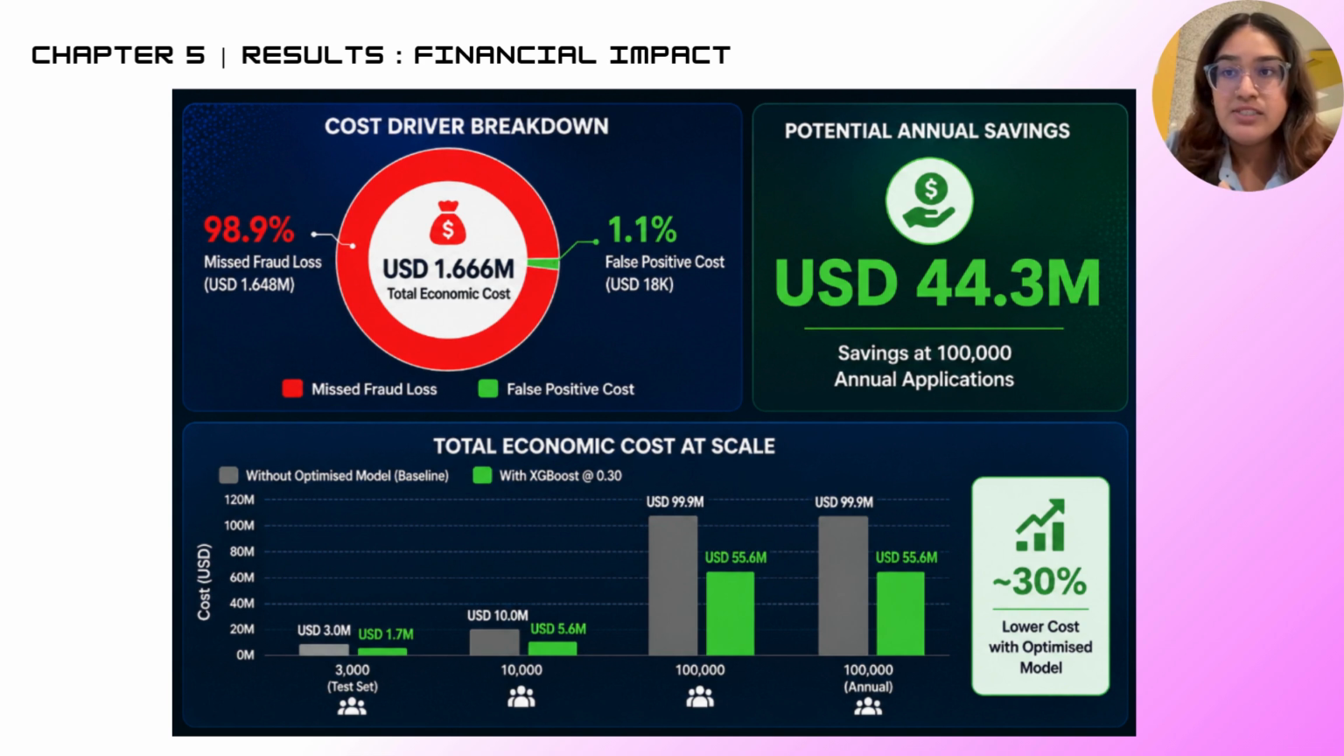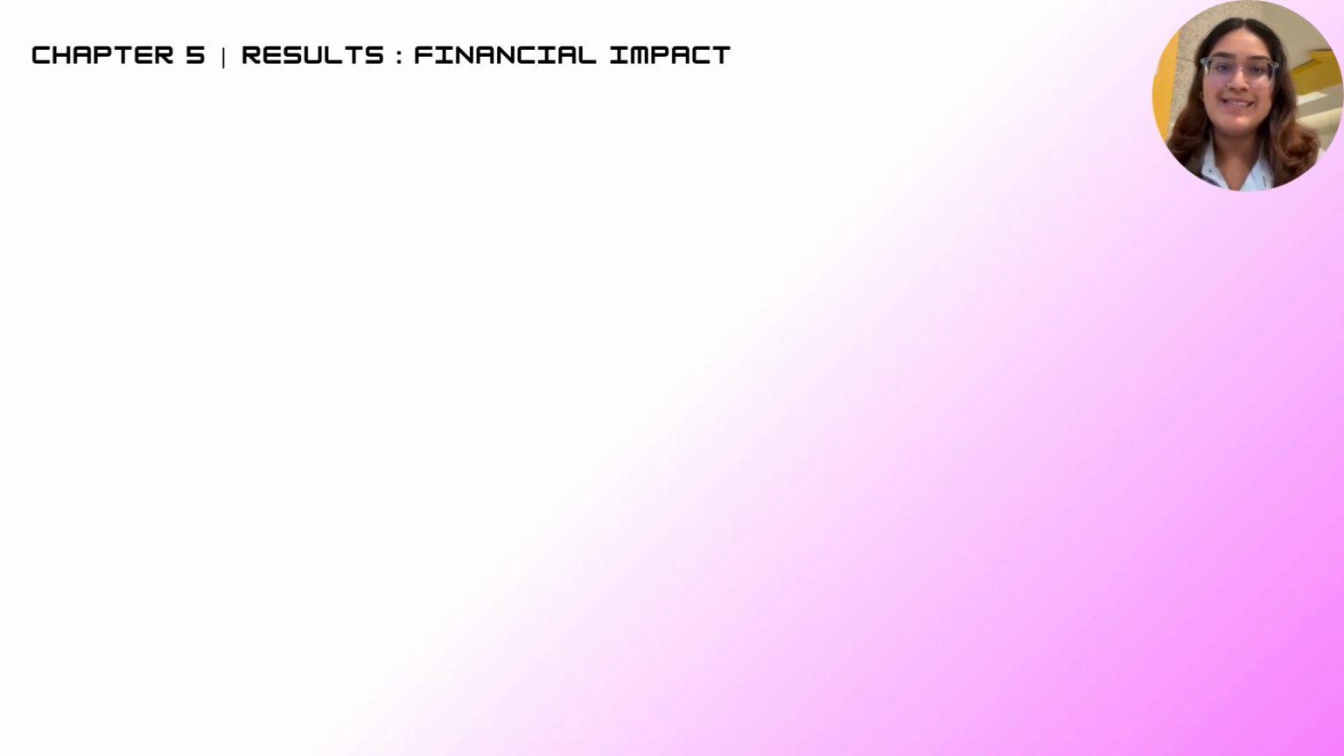When projected to 100,000 annual loan applications, the model could potentially reduce total cost from USD 99.9 million to US$55.6 million, generating an estimated annual saving of US$44.3 million. Overall, the findings confirm that the optimized XGBoost model provides stronger fraud protection, lower financial loss, and greater long-term business value for financial institutions.